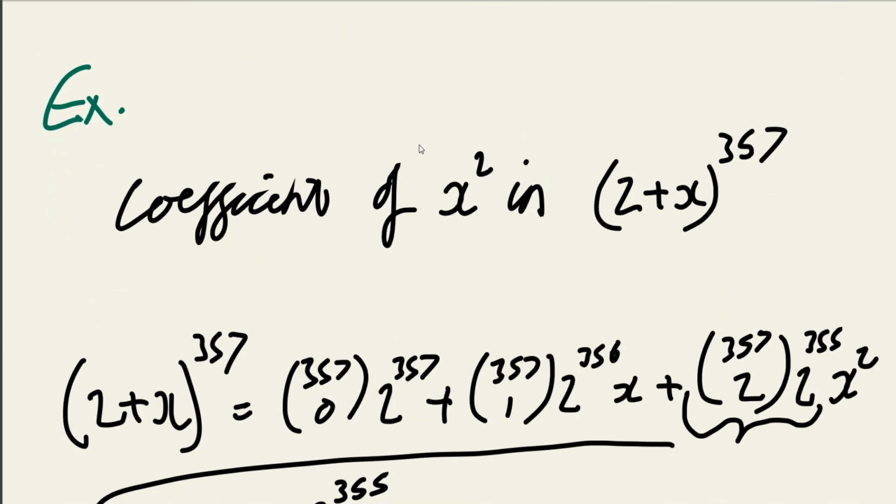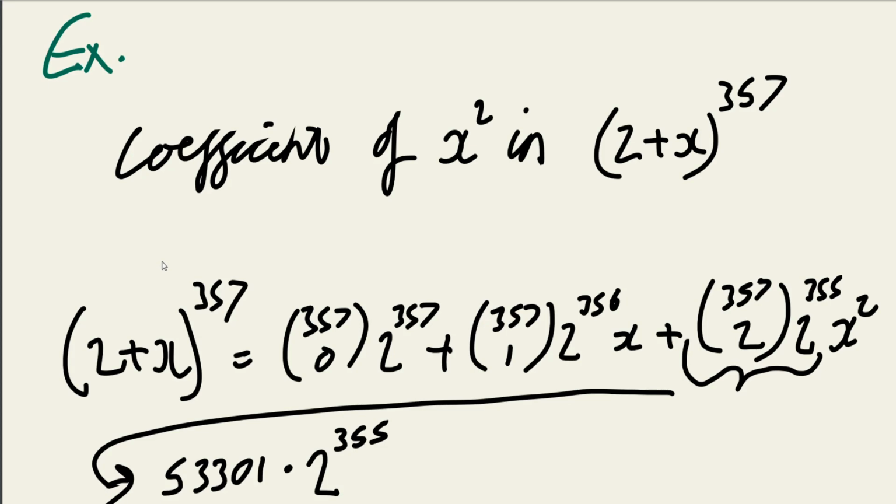So let's look for the coefficient of x squared in (2 + x)^357. Now, obviously, we would never expand this out by hand. That would be ridiculous. It would take a very long time to figure out the coefficient that we want. So instead, let's use the binomial theorem.